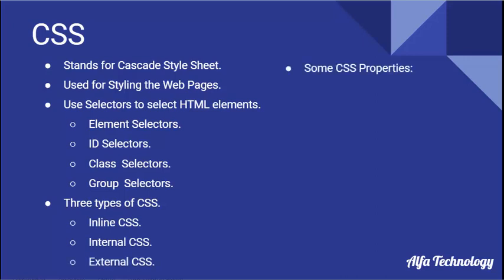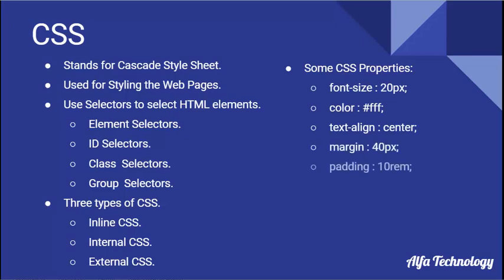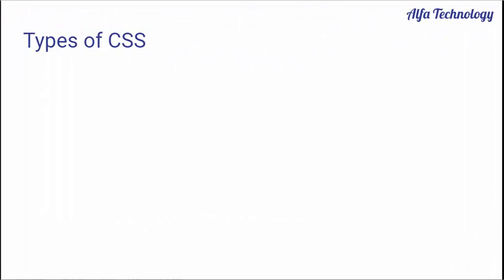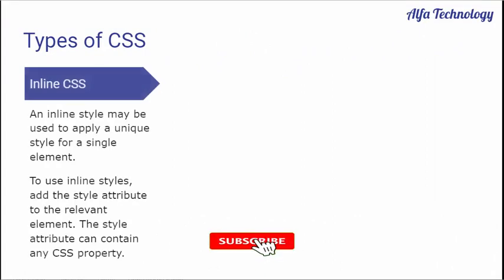Now let's look at some CSS properties. So we have properties like font size, color, text align, margin, padding, height, and width. So we will talk about these properties in upcoming videos. Now let's talk about the types of CSS. So first type is inline CSS.